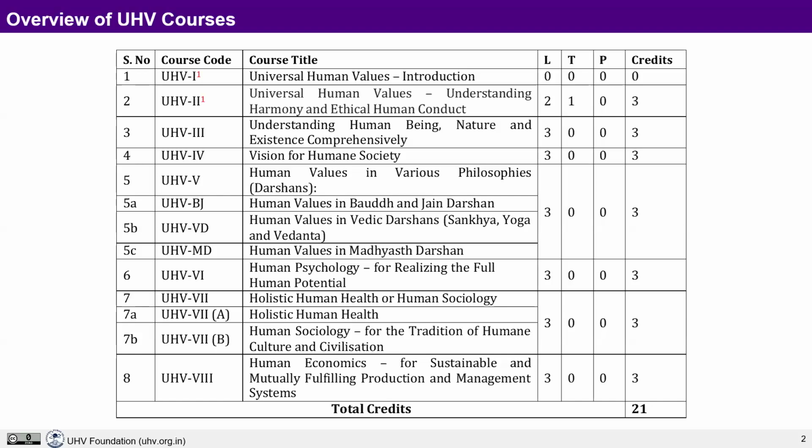In fact, we conducted this workshop from July 11 to 15 at SRM, and after coming from there, we got some further inputs. So we have added that input also in the session today. Now, UHV-VII has two courses in the basket, Holistic Human Health and Human Sociology. We have already developed a book on holistic human health, and a workshop has also been conducted at SRM. For human sociology, we are in the process of developing the course material. Once we are done with the human psychology part, we will be conducting a workshop for human sociology, and then we'll go for human economics also.